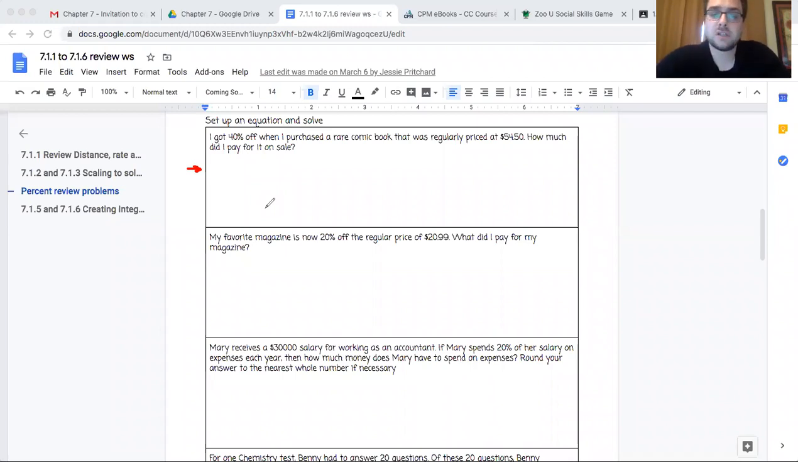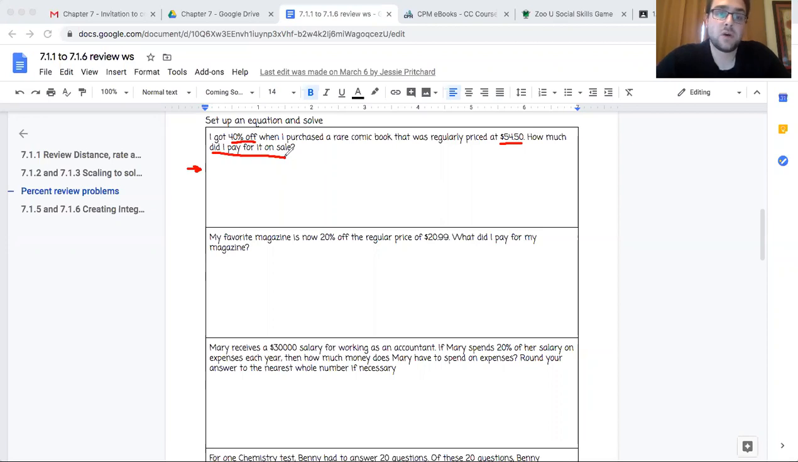Like always, whenever we're working with a word problem, it's important that we break down the problem by parts. When we first start off, it says, I got 40% off. That much we know. We don't need to know it's a rare comic book. We do need to know that it was priced at $54.50, and we do need to know how much the individual paid for it on sale.